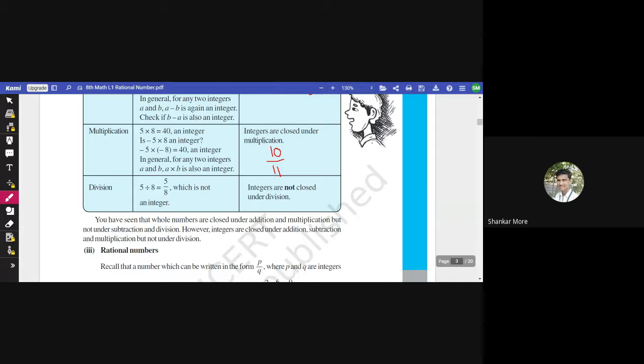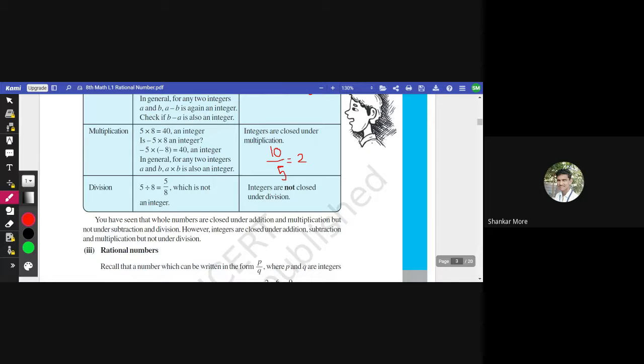Now one more, like you may be having one more question, sir. Please take 5 instead of this 11. Okay, so 10 divided by 5 is 2. Now 2 is an integer. So does that mean division is also closed, like integers are also closed under division? Does that mean? No, it does not mean.